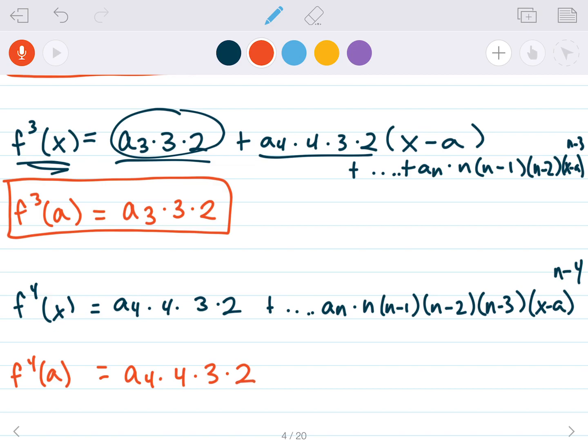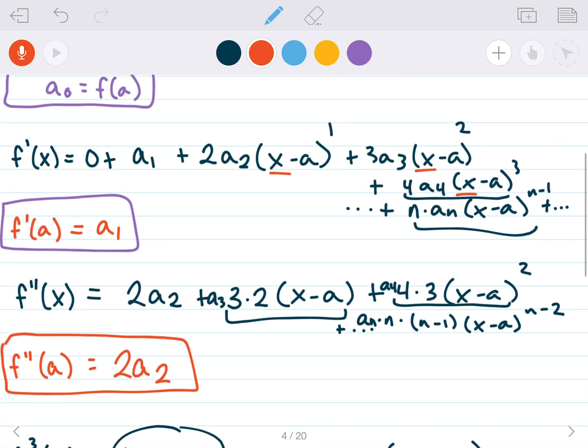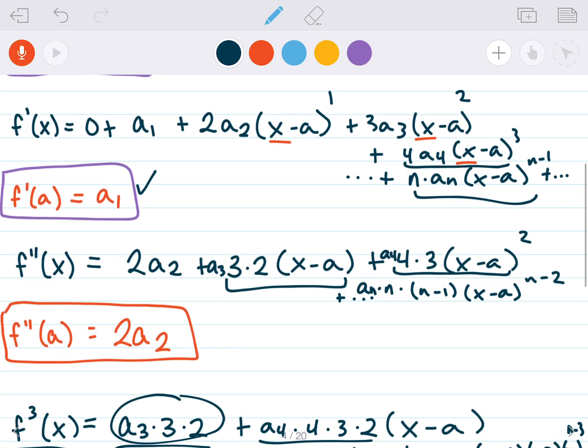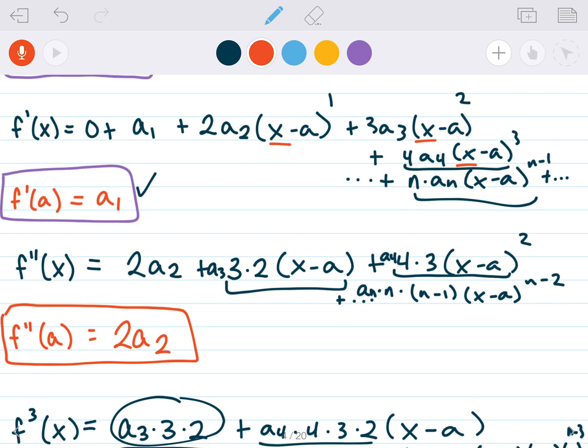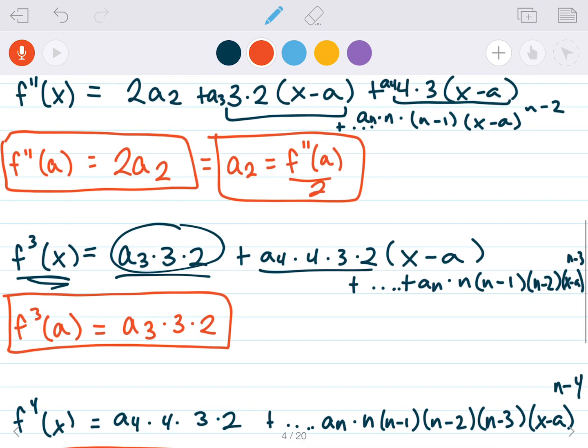Now let's look at the pattern here. Notice that I can isolate all of my coefficients, my a sub whatevers. These are already isolated: the coefficients a naught and a sub 1. If I look at this one and divide both sides by 2, I get a sub 2 is equal to f double prime of a divided by 2. And if I isolate this one, a sub 3 is going to equal the third derivative, plug in a, divided by 3 times 2.